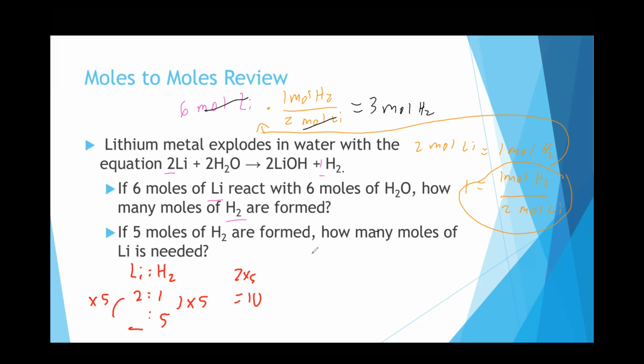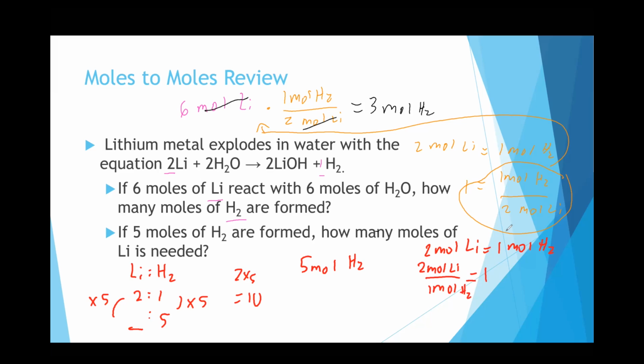Another way is we start off with 5 moles of H2. By our balanced equation, we get 2 moles of lithium equals 1 mole of hydrogen 2. Since we want to cancel out the moles of hydrogen 2, we want moles of hydrogen 2 to be on the denominator. So to get our conversion factor, we divide by moles of hydrogen 2. We could just treat them like a fraction. So we get 1 equals 2 moles lithium over 1 mole H2.